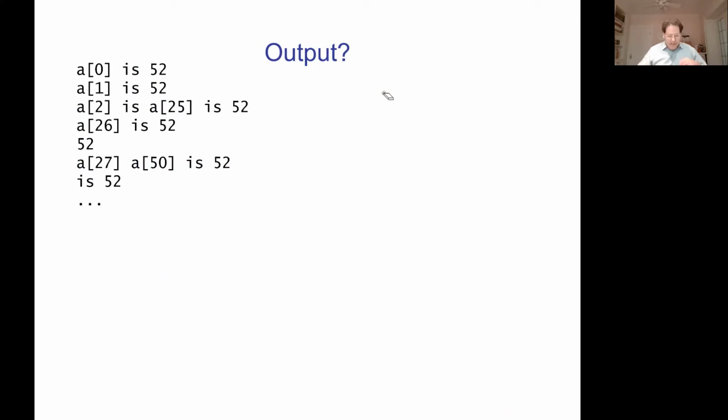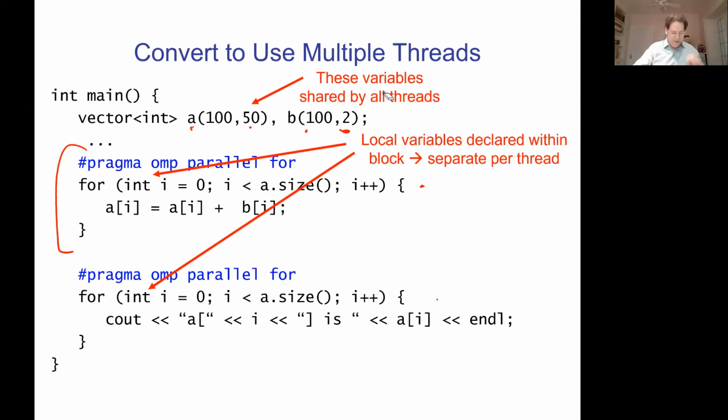All right, so if I run this, this is actually the output I'll get. Well, first, what should I expect? I'm adding up A and B, and every entry of A is 50, every entry of B is 2, so I should get 52 printed out for every single entry. So A of 0 is 52, A of 1 is 52, and so on. If I run this program without multi-threading, that's what I would get. It's pretty boring output, but that's what it is.